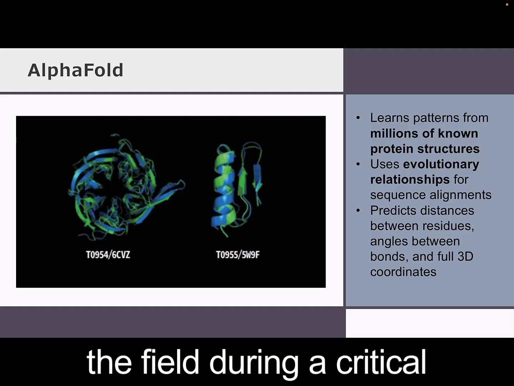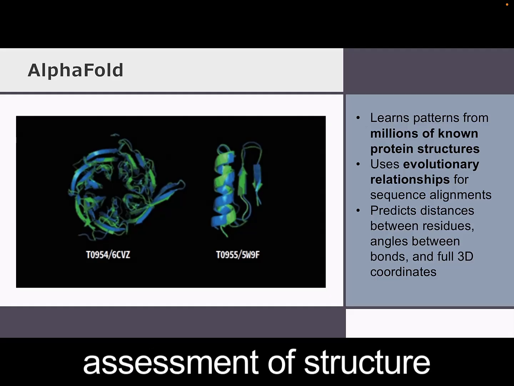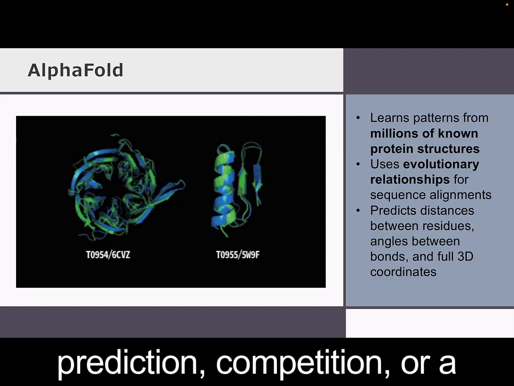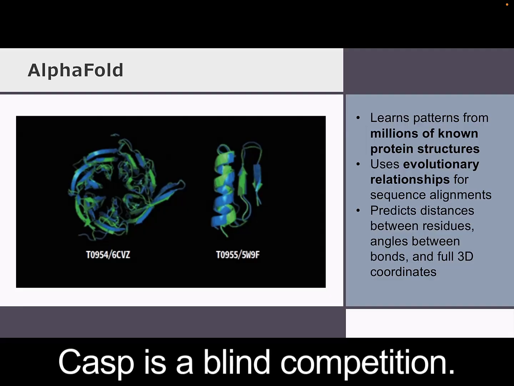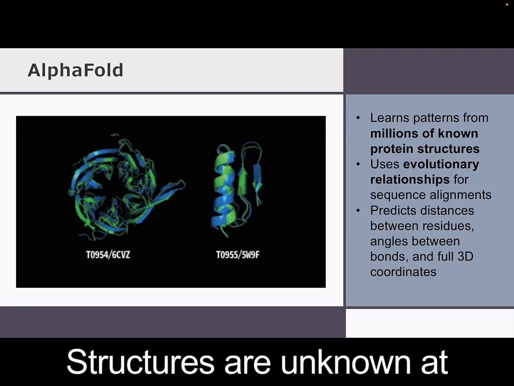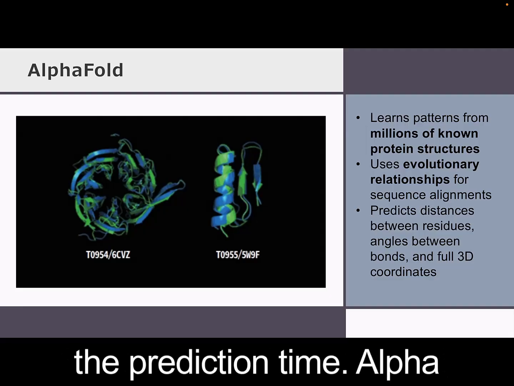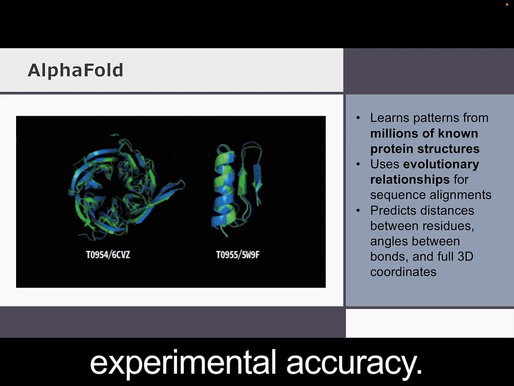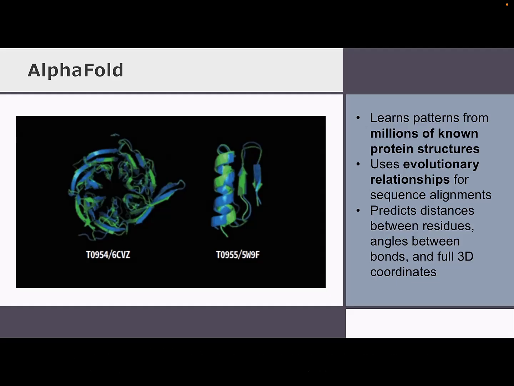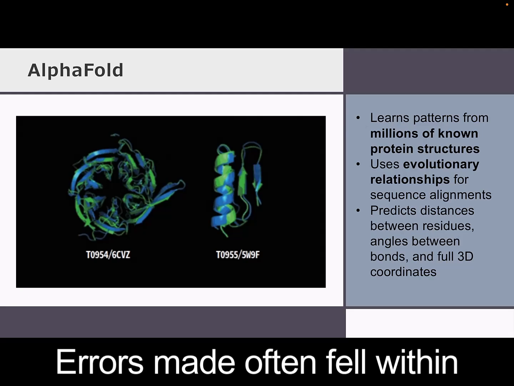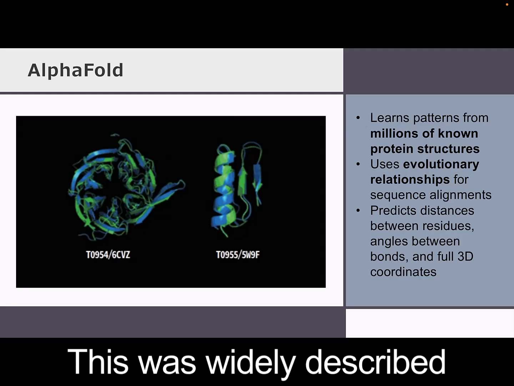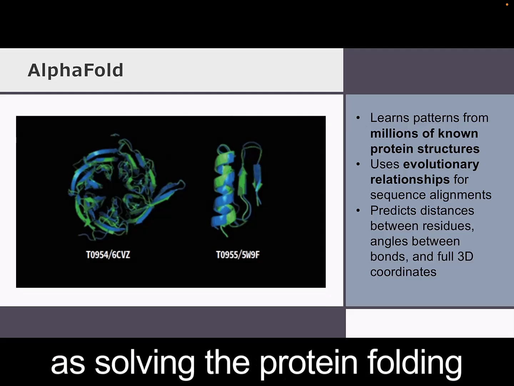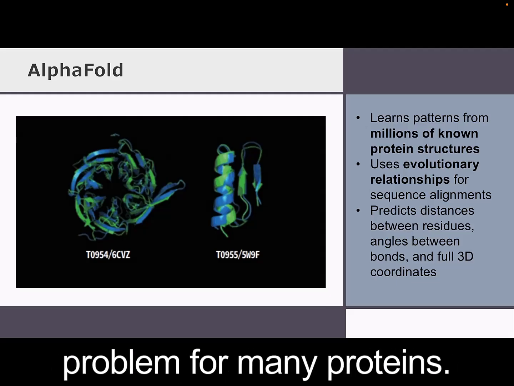AlphaFold stunned the field during a critical assessment of structure prediction competition, or a CASP competition. CASP is a blind competition. Structures are unknown at the prediction time. AlphaFold achieved nearly experimental accuracy. Errors made often fell within the margin of experimental uncertainty. This was widely described as solving the protein folding problem for many proteins.